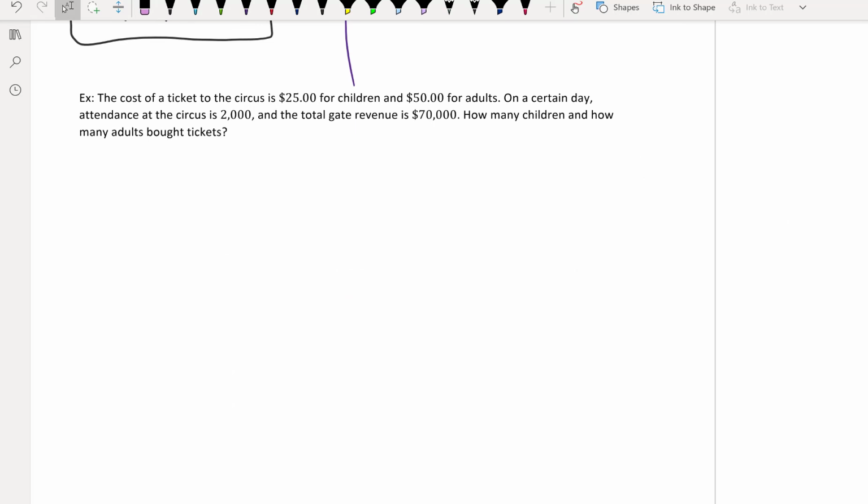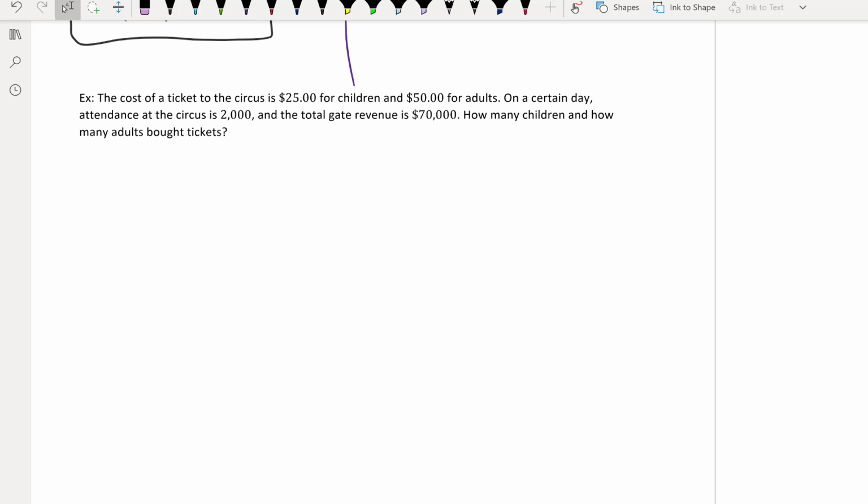Now for my next example, it's a word problem. It says the cost of a ticket to the circus is $25 for children and $50 for adults. On a certain day, attendance at the circus is 2,000 and the total gate revenue is 70,000. How many children and how many adults bought tickets? For this one, it kind of depends on what type of learner you are. You can either put this into a chart or you can kind of make sense of it. It's kind of your thing.